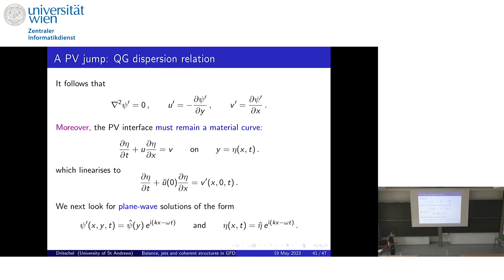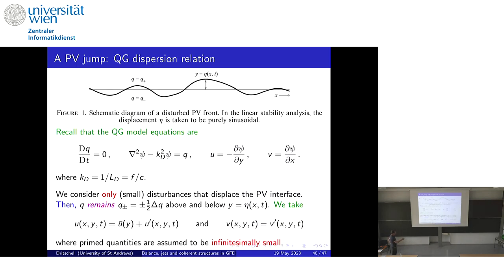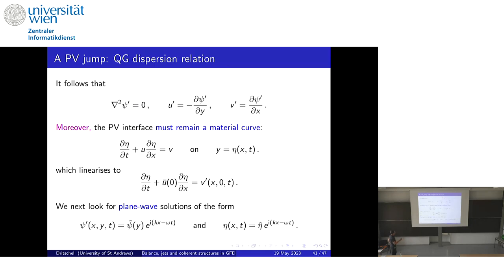This is wrong, by the way. There should be a minus K_D squared psi prime there. I see that, so I'm missing that. This should be this equation here, but with zero on the right-hand side and psi prime. This is the linearization of that equation. So you're looking at a Helmholtz problem for psi prime with the homogeneous part.